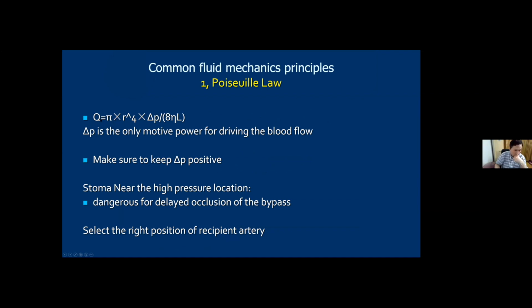Delta P, we can see pi is a fixed number. This is the diameter of the vessel, and this is delta P. And we can see in this law, delta P is the only motive power for driving the blood flow. So we should make sure to keep the delta P positive.